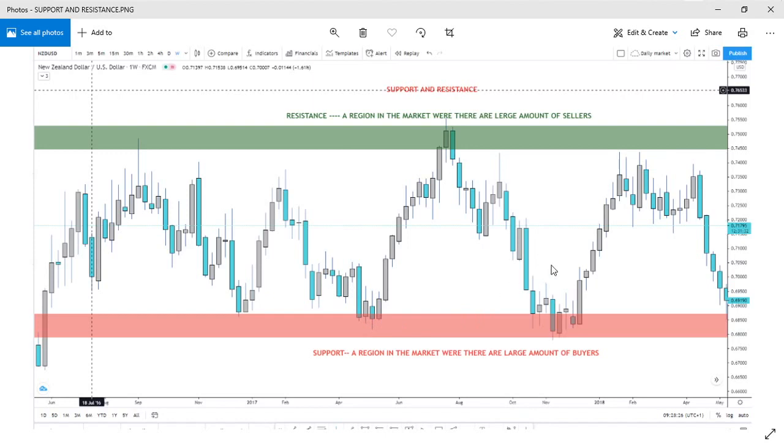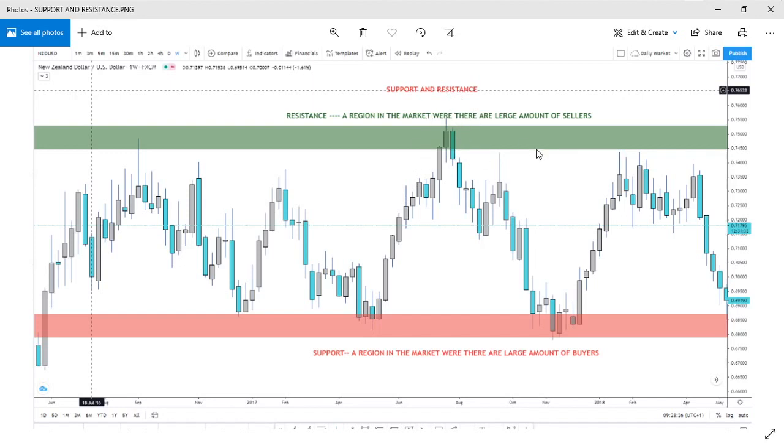Support and resistance can also be known as supply and demand zones. Now, one thing I want you to pay attention to is that support and resistance is not just a particular line or a particular price. It's always a region in that area of the market where you see the market reversing from.